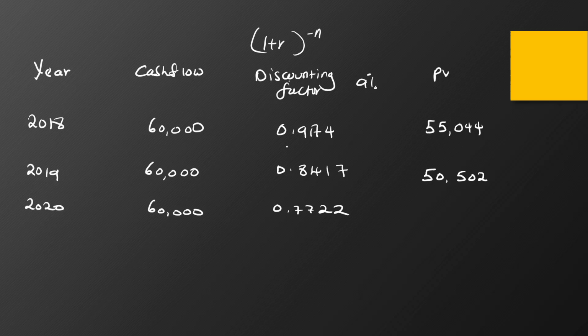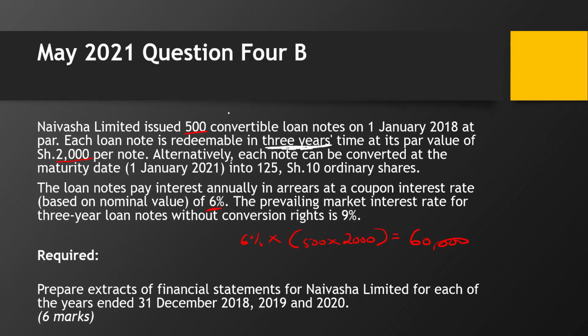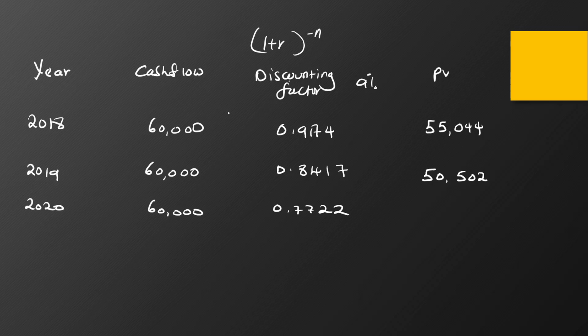So the cash flow will be 60,000 plus the 1 million, yeah? Plus the 1 million is when we will get back the 1 million. So in year 3, we are going to receive 60,000, which is the interest we are calling the cash flow, plus the 1 million. So we have a total of 1,060,000 multiplied by 0.7722, and that will give me 818,532.